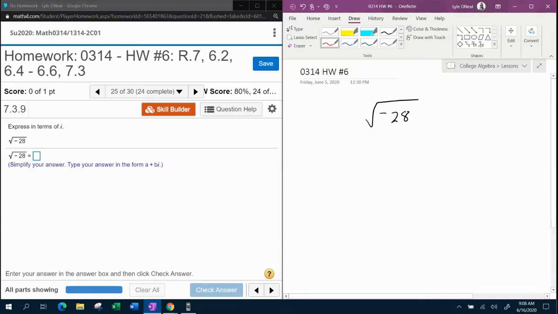All right, here we go. Question number 25 from our 0314 homework number 6 in MyLab Math. And the instructions say express in terms of i.